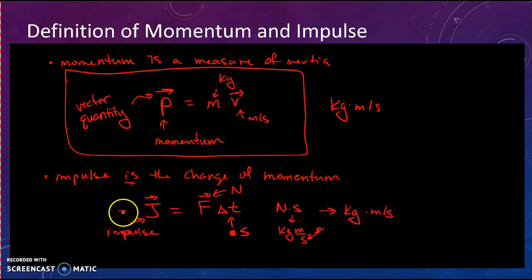So this impulse, we could either calculate it by looking at the change in momentum that an object undergoes. This would be the mass times the change in velocity.